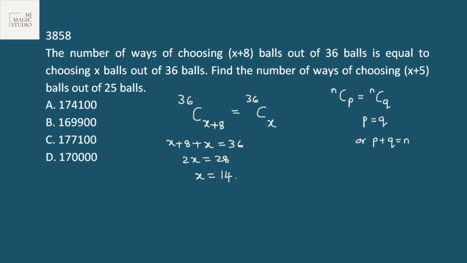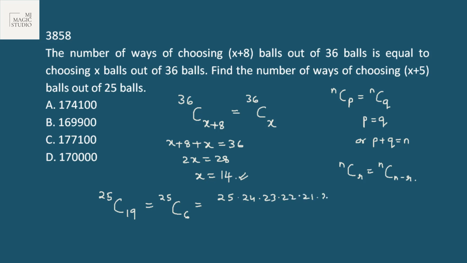Find the number of ways of choosing x plus 5 balls out of 25 balls. We are looking for the value of 25C(x+5). x plus 5 is 14 plus 5, that is 19. Now, we also know that nCr is the same as nC(n minus r). So this is the same as 25C(25 minus 19), which is 25C6. Now we have to solve this: 25, 24, 23, I'll write this 6 times, 22, 21, 20 divided by factorial 6, that is 720.